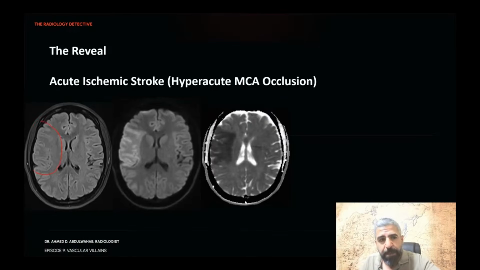So this is a very important thing to notice. There is a mismatch. The FLAIR looks normal or relatively normal, and the diffusion showing diffusion restriction, indicating there's time for saving the brain. It's not dead yet.